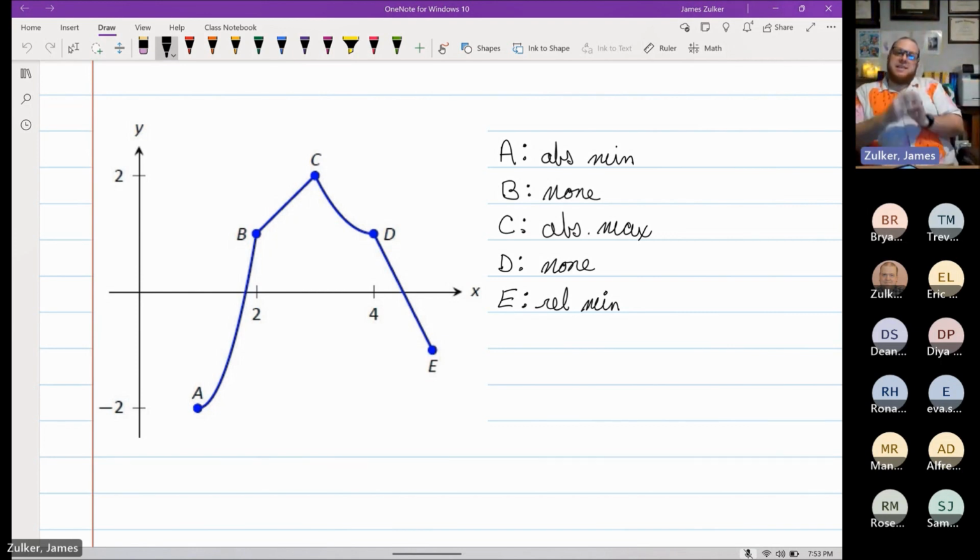Okay, but what if we're not given a graph? We're just given a function. What we will do is first consider how to determine absolute extrema on a closed interval. In our next meeting, we're going to look at how we can then determine relative extrema more broadly.